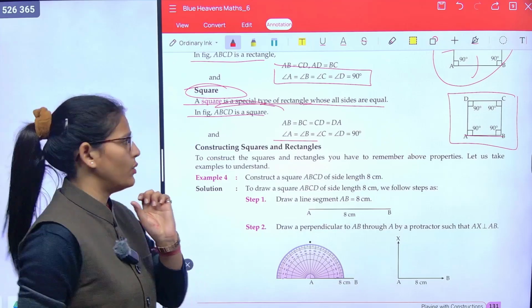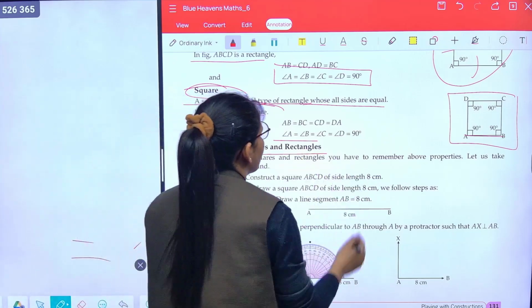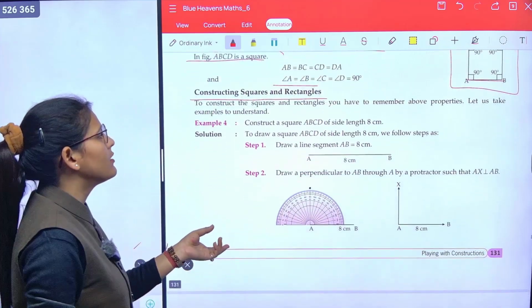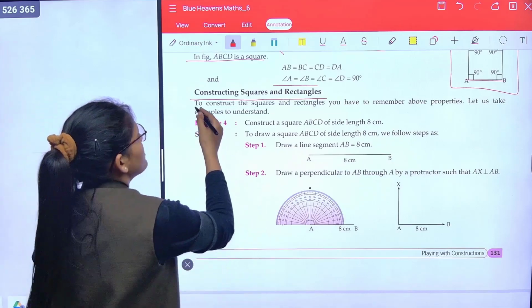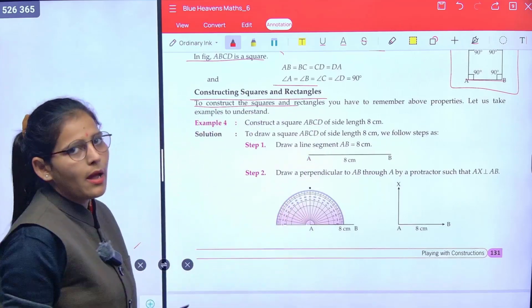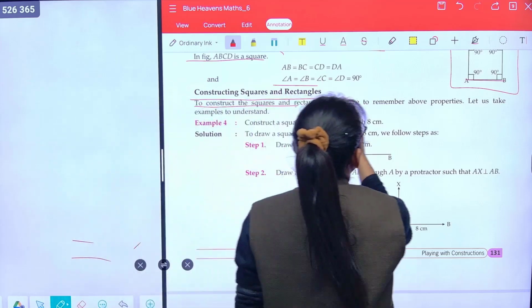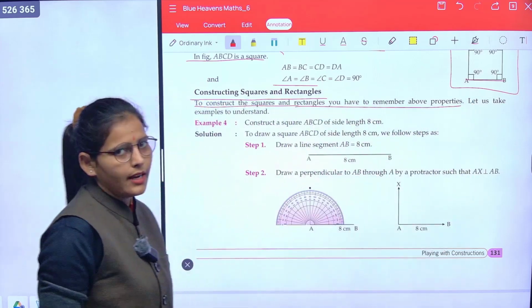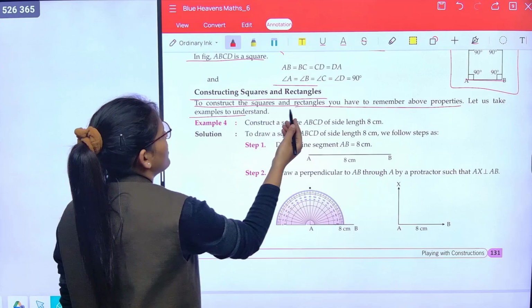90 degree angles होते हैं. Now constructing squares and rectangles. Class, how to construct the squares and rectangles? To construct the square and rectangles, you have to remember above properties. Class, हम उस properties के according काम करेंगे अपना. Let us take examples to understand.